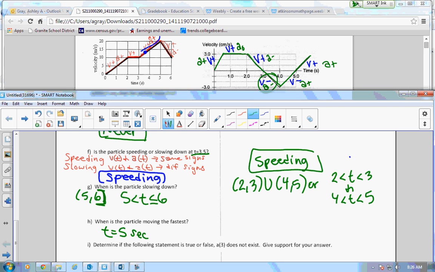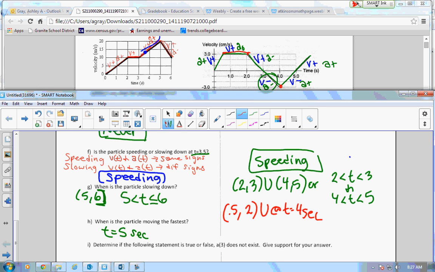Okay, the other one, when is the particle moving the fastest because it's the furthest away? I think we have a little bit of a tie, right? 0.5 to 2, and at t equals 4. Because absolute value, they're both 3 units away.